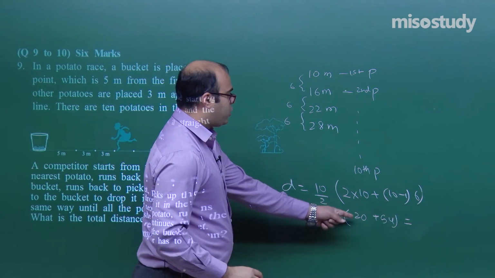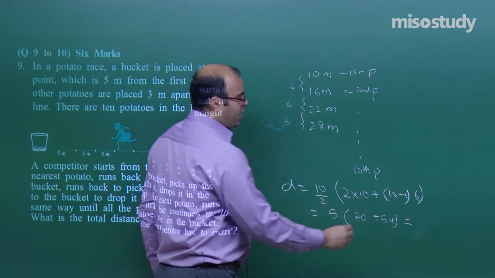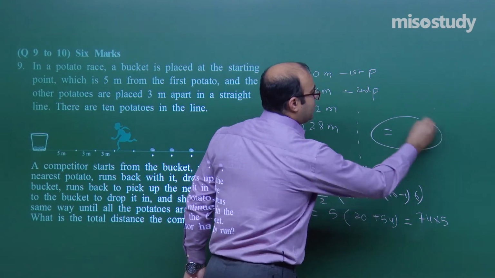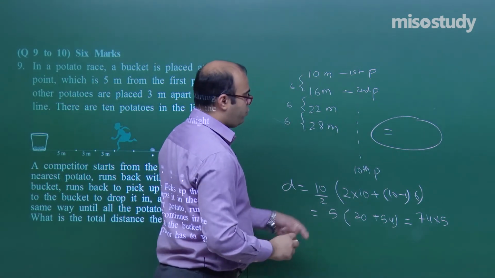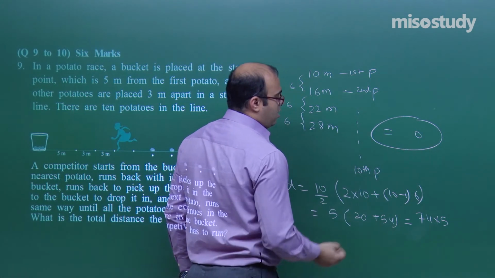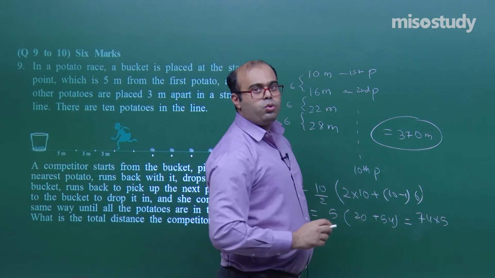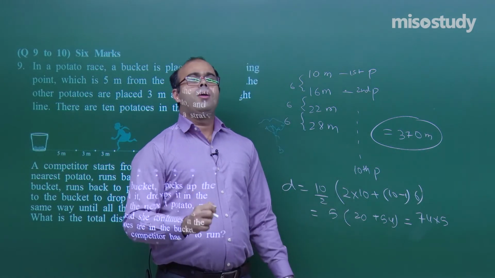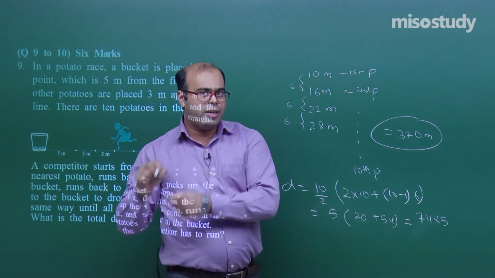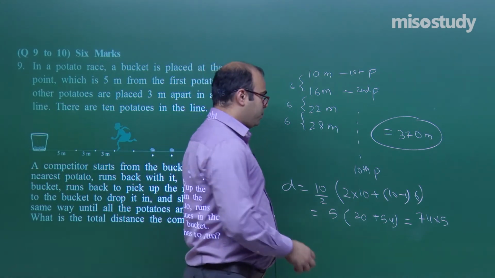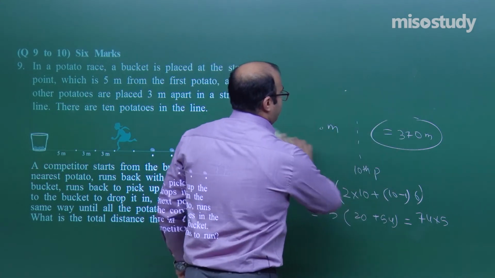This will become 5, 20, and this will be 9, 6, 54. So 54 plus 20 is 74, 74 into 5. This is what we will do. So what will be the final answer which we get? 74 into 5 will be 370 meter the girl will have to run in order to pick the potatoes and put them in the bucket one by one, if she starts from the bucket. So this is the answer which we get here.